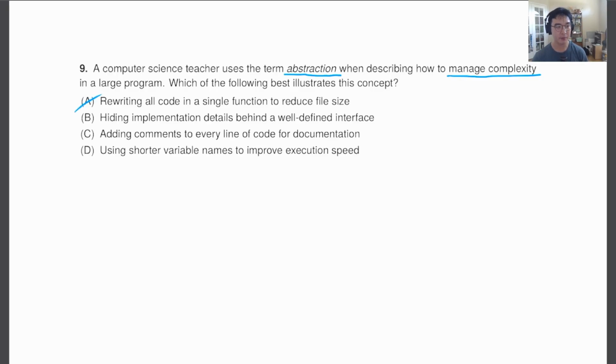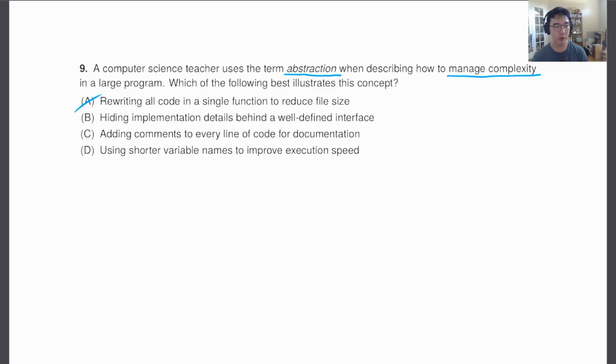B. Hiding implementation details behind a well-defined interface. Well, if I, as a programmer, am working with a lot of code, and I don't need to know exactly how a single function works, I just need to know how to use it through a well-defined interface. Yeah, that sounds like it could be helpful. C. Adding comments to every line of code for documentation. Yeah, I think that might be helpful, right? If there's a lot of code, I can briefly glance at the comments to catch myself up to speed on how this function or code works. That could be nice also.